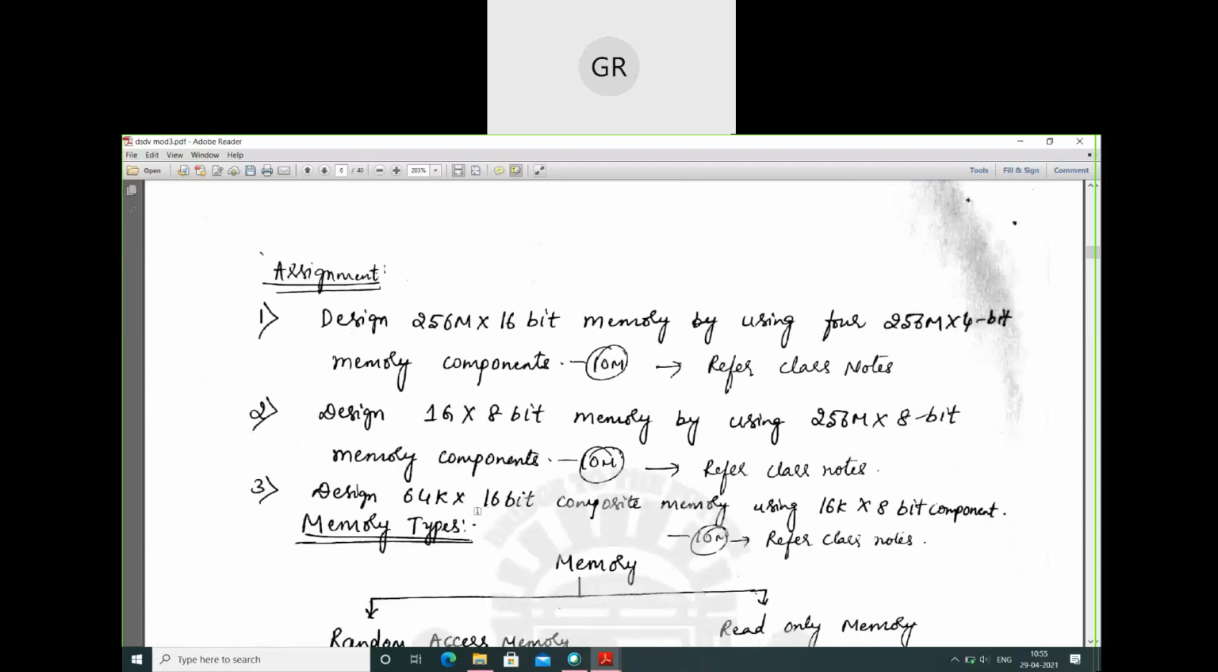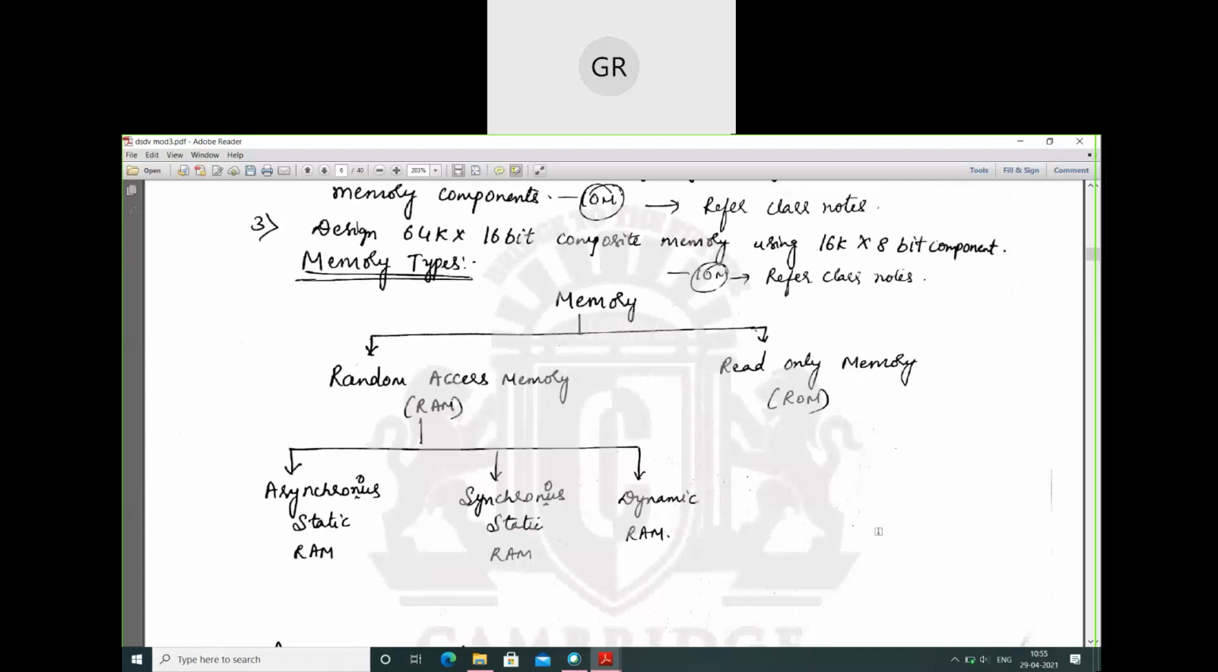Okay, just remember that. Then the next one is design of 64K into 16 bit. Design of 64K into 16 bit. Here, composite memory using 16K into 8 bit component. 16K into 8 bit. Here, what is the output here? 16 bit. What is the output here? 8 bit. Okay, just go through this one.